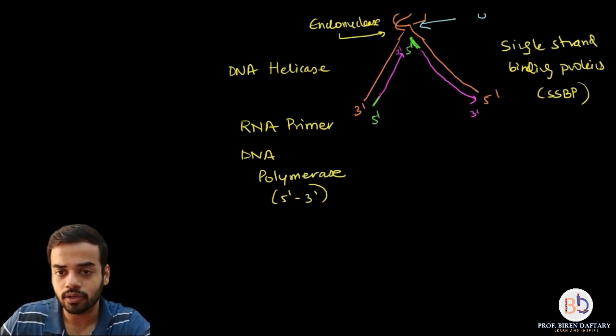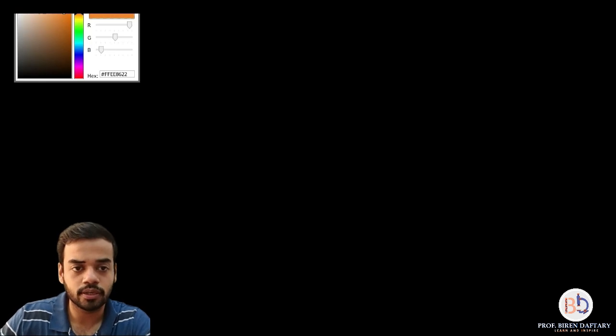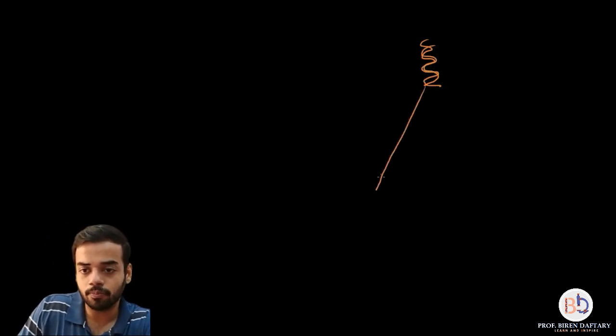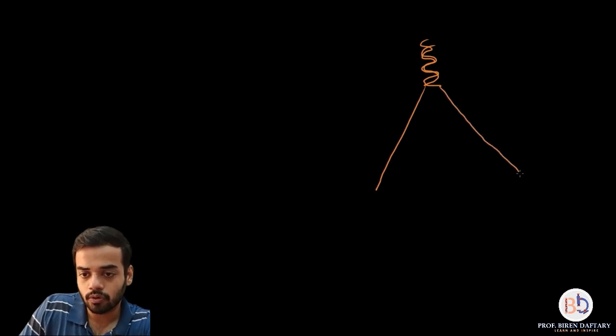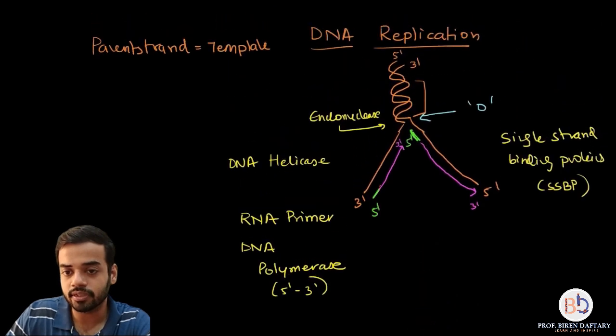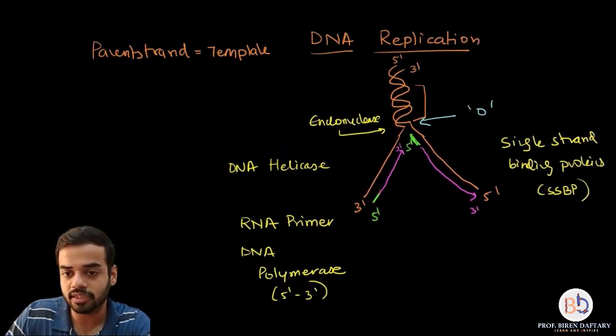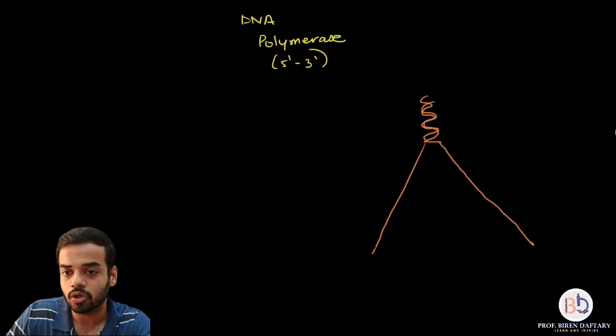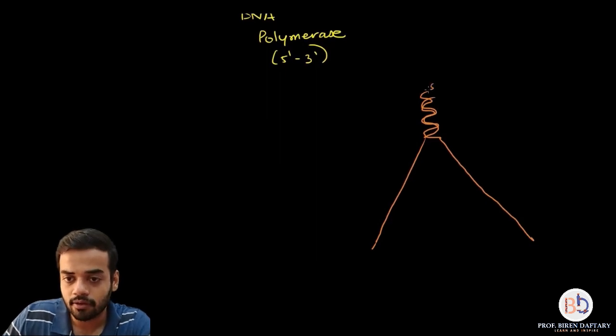So let us go down, let us again draw the diagram. Okay, so now further uncoiling will take place, and now the DNA will be opened even more. Correct? Please check the diagram. Here the DNA is uncoiled to some extent, here it has uncoiled even more. Okay, again the same thing, 5', 3', 3', 5'.